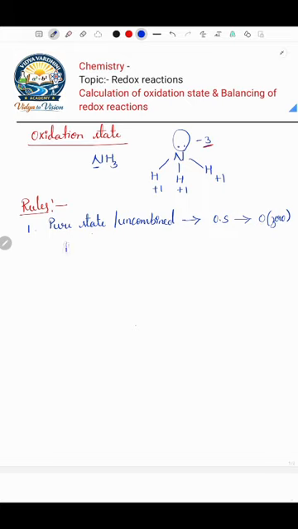When I take iron present in solid state, alone iron, then the oxidation state is 0. Nitrogen will be present as a diatomic molecule, N2 gas. Oxidation state is 0. Okay.